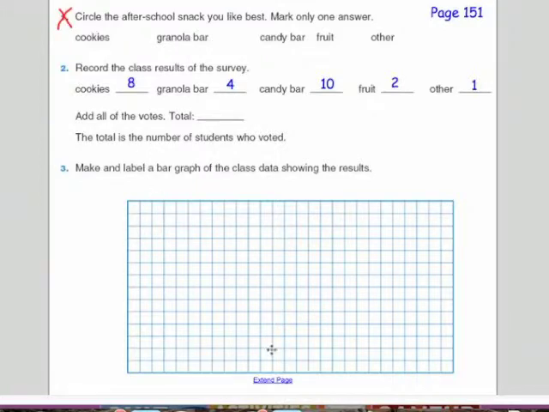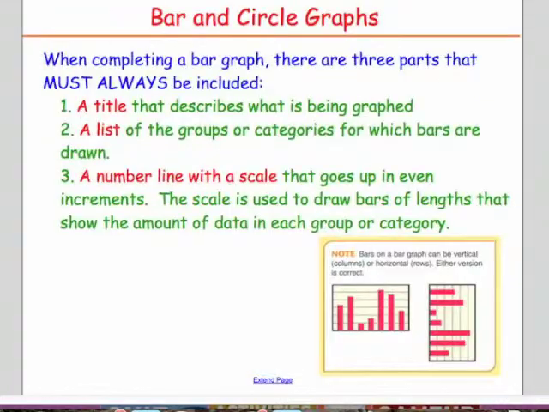Then down here, you're going to make and label a bar graph. Now, it's kind of tiny, so if you don't want to do it on here, that's fine. If you want to get some extra graph paper and do it on a separate sheet, that's fine with me. But make sure you have labels. Remember that each bar graph needs to have a title, needs to have the list of your categories, and it also needs to have the number line with your scale, so showing me those numbers going up and down.